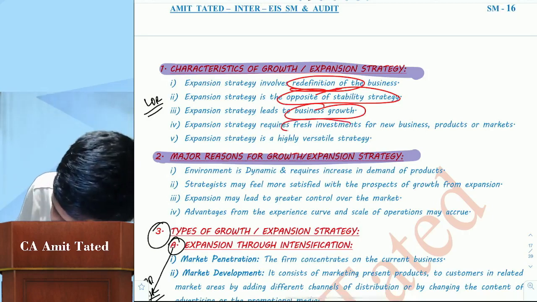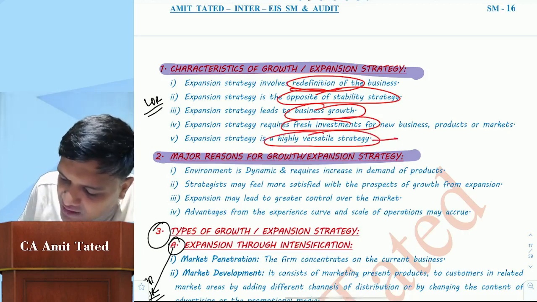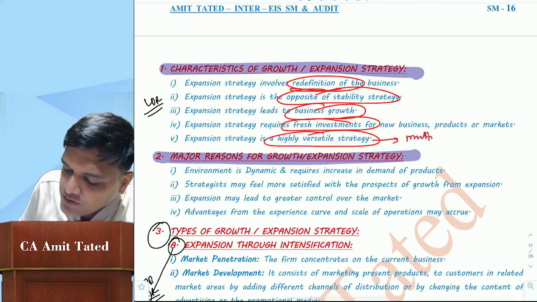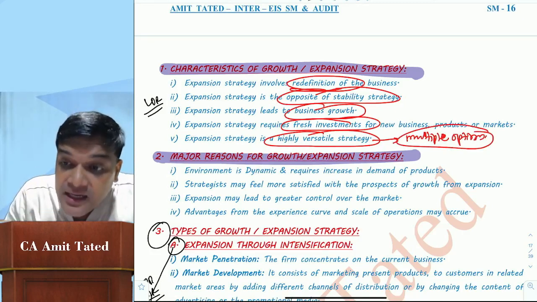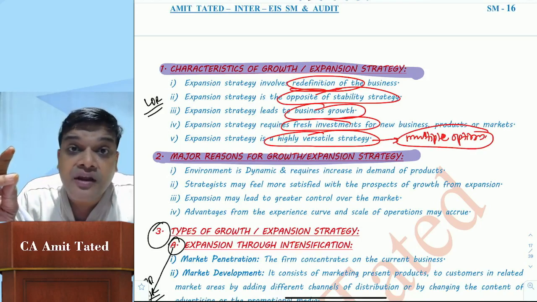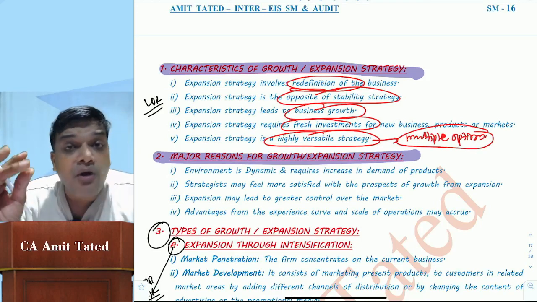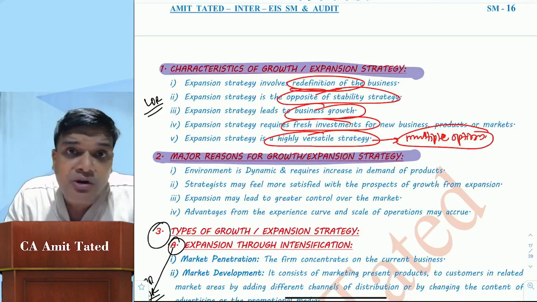It requires fresh investment for new business, new products and everything. It is also a highly versatile strategy. Versatile means what? We have multiple options, not only one option. In stability, we have only one option: same product, same market. But here we have versatile, multiple options: intensification, diversification, market penetration, market development, product development and so on. So it is versatile, with multiple permutations and combinations available.